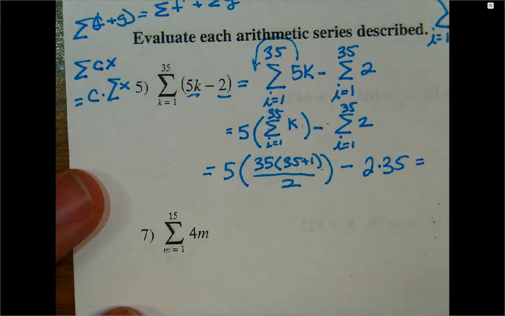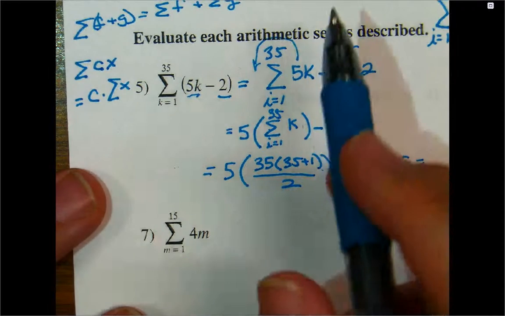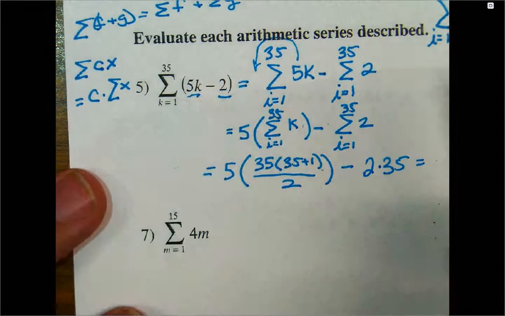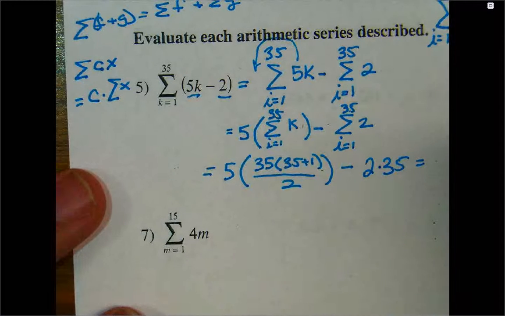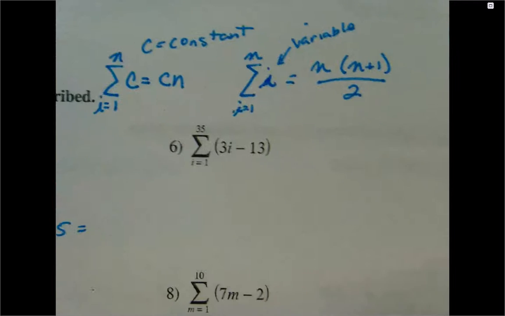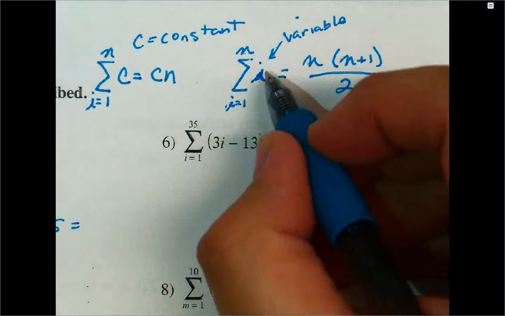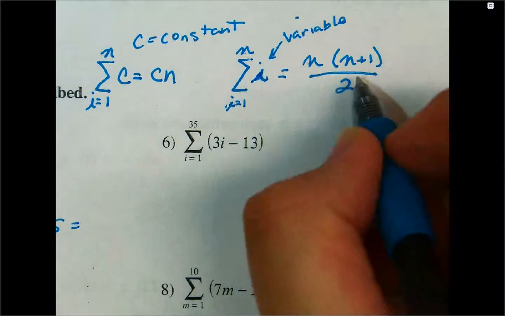We use this when these two, when I here and I here agree, we can use this formula, where I just use the top number. In the first one it is 35 plus 36 over 2.